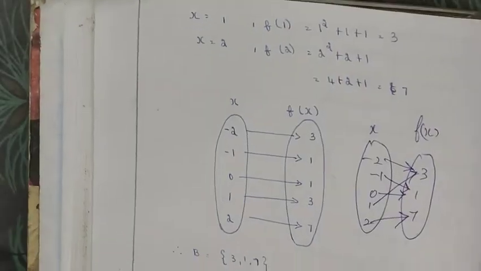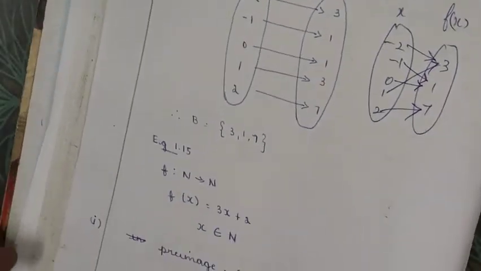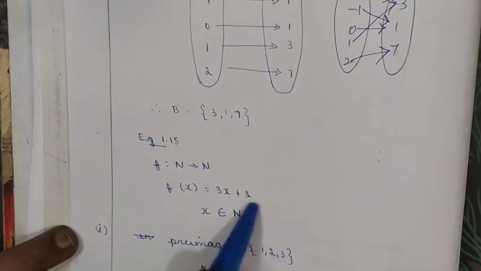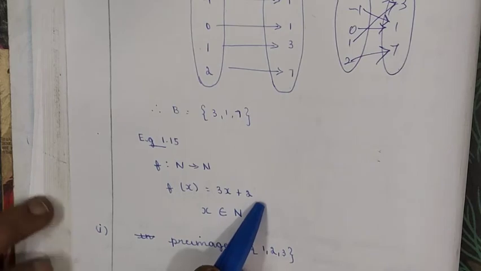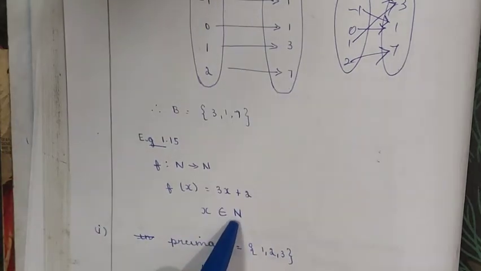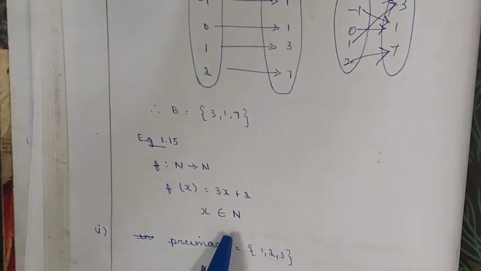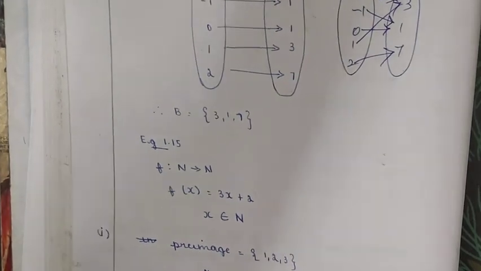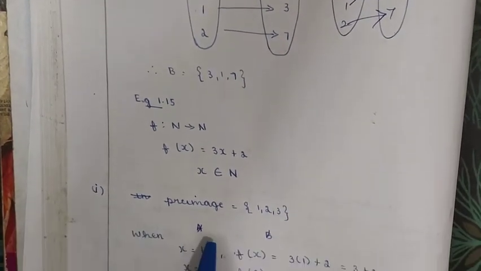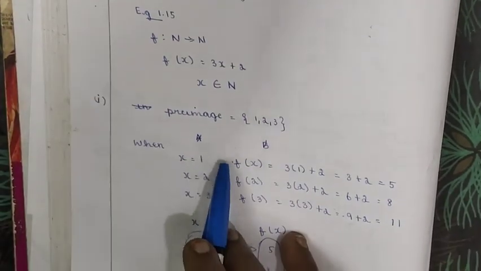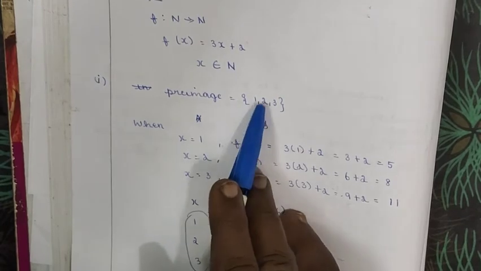Okay. Now here it is given that f is from N to N, and the formula is given as f of x equal to 3x plus 2. Obviously x belongs to N means it consists of 1, 2, 3, etc. Now the first question is we have to find the images of 1, 2, 3.